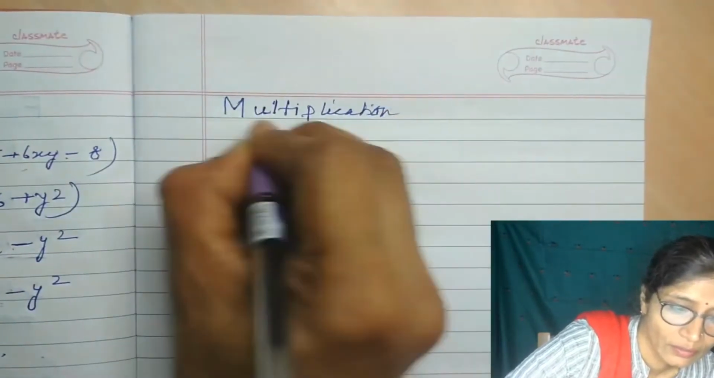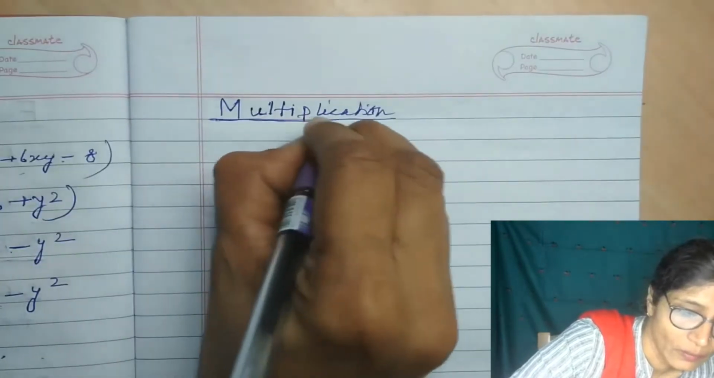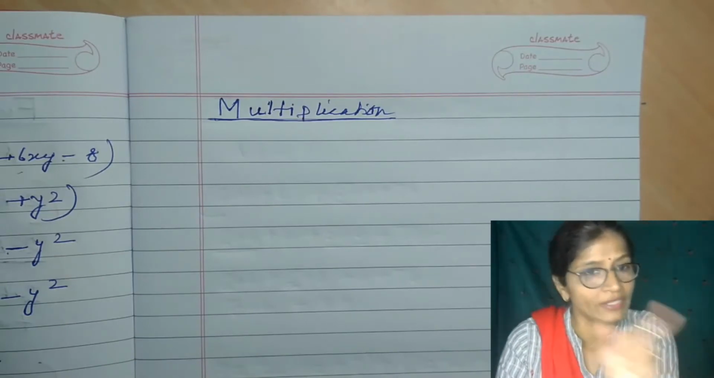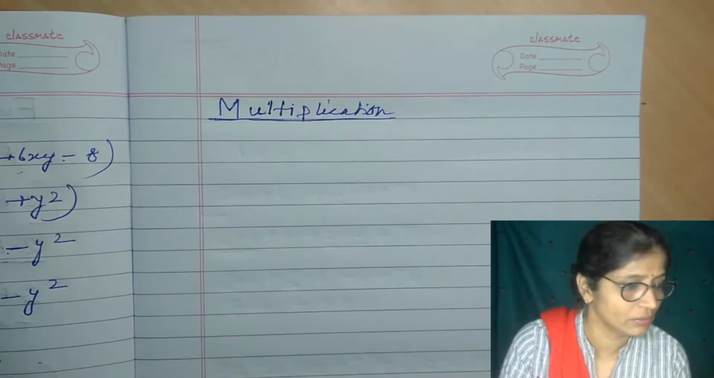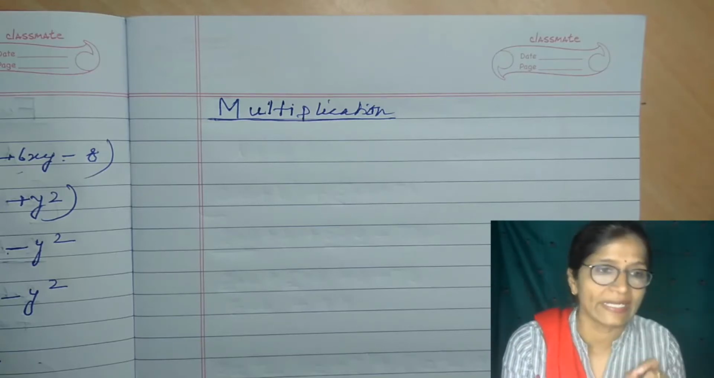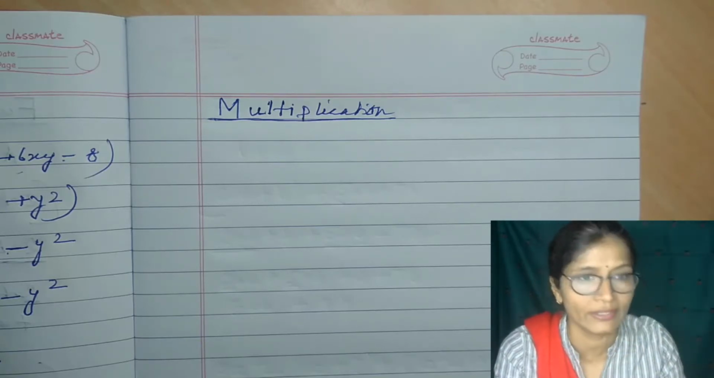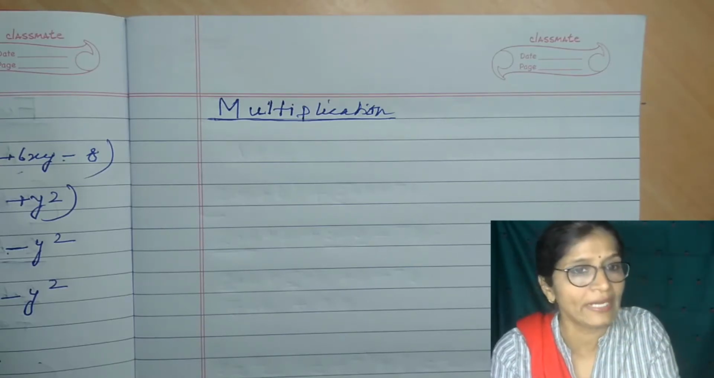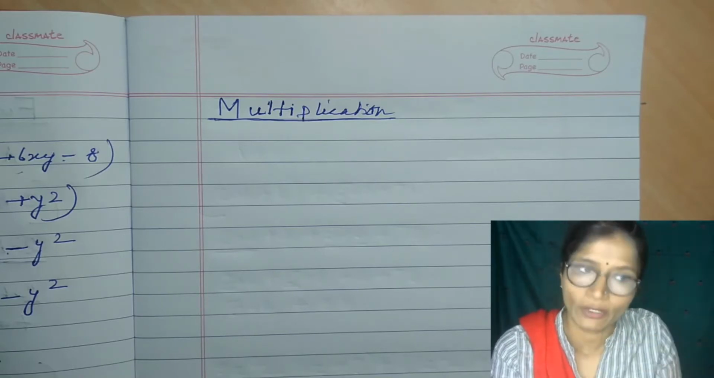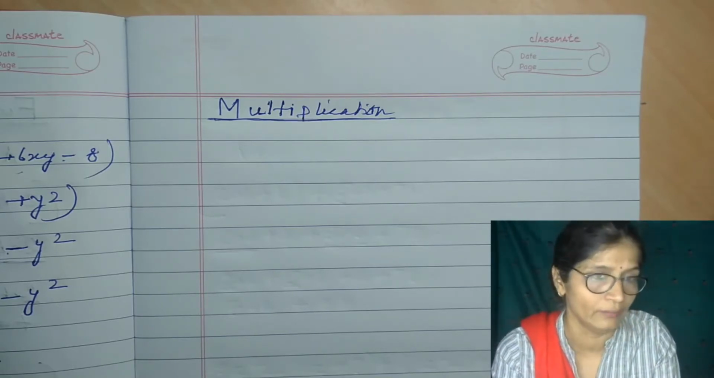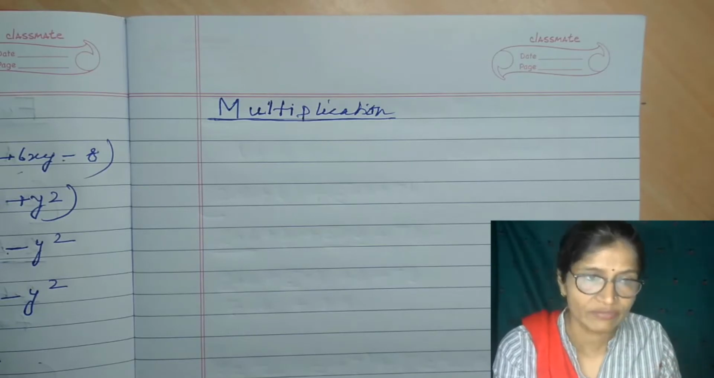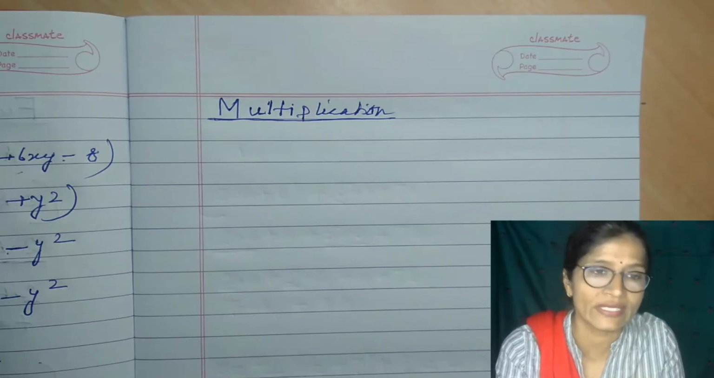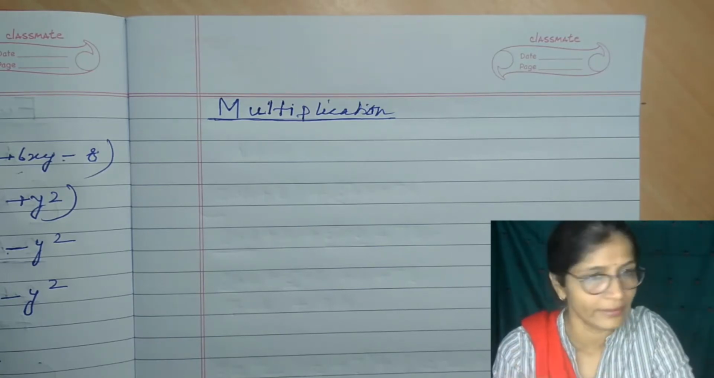Multiplication of polynomials. We have to multiply a monomial with a monomial. Suppose I have to multiply a monomial with a monomial, then what do we have to do? Here we will learn. Then we will learn a monomial multiplied by a polynomial, or a polynomial multiplied by a monomial. And last, we will learn a binomial multiplied by a binomial, or you can say a polynomial multiplied by a polynomial.